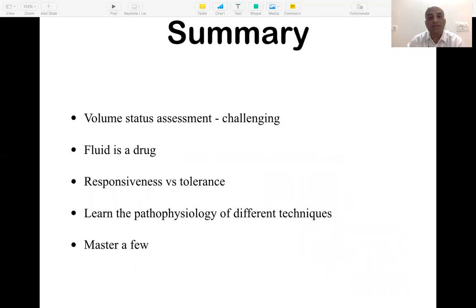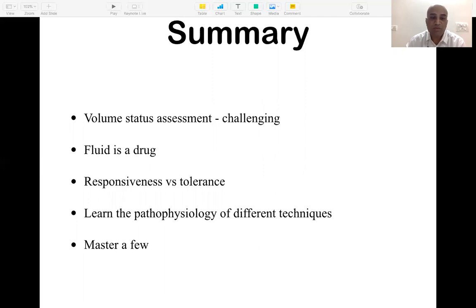So to summarize, the volume status of the patient, specifically in the ICU, is really challenging. So we should always approach in a targeted manner. Like if the patient has evidence of poor tissue perfusion and an overload, only then we should assess the volume status. Fluid is a drug, so whenever we are using it, it should have a target, and it should be guided by the concept of responsiveness and tolerance.